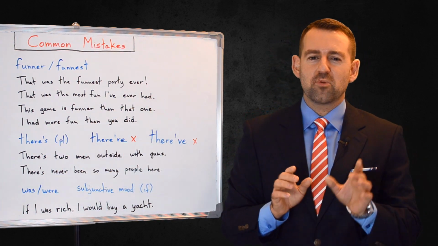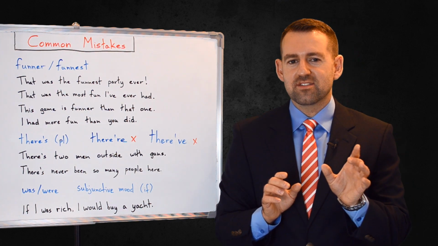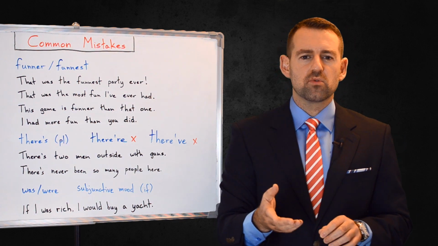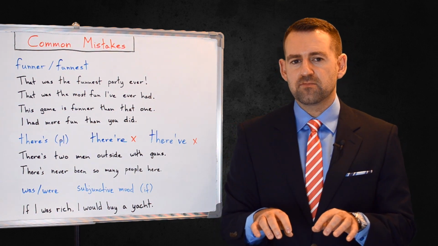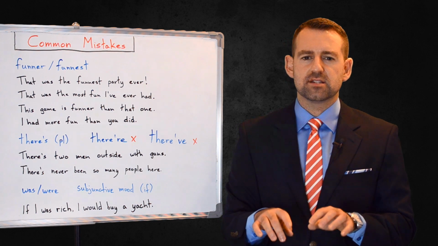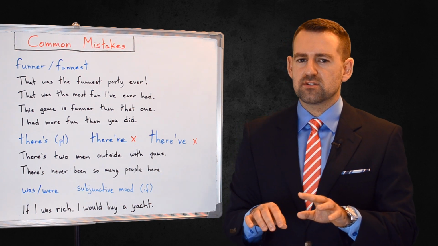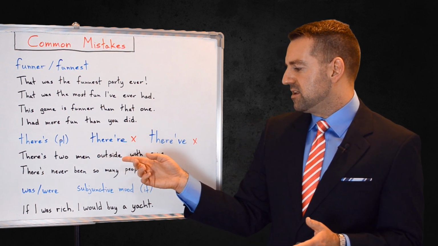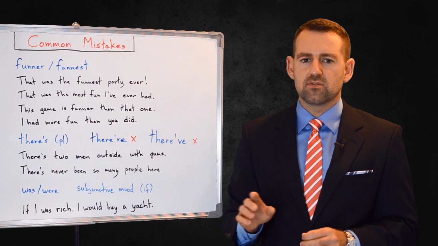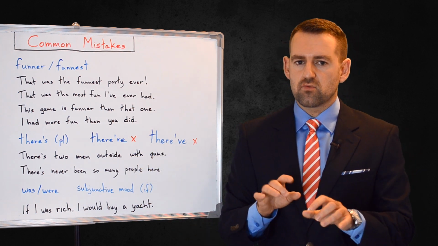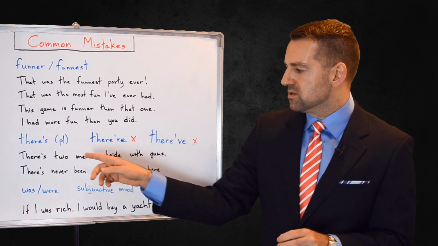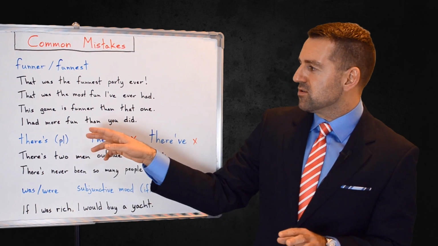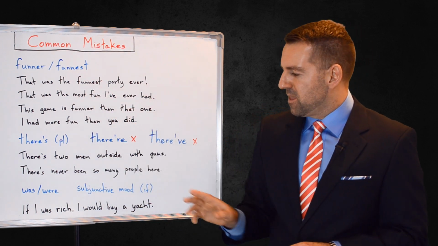So when we start sentences with the word there, it can be a little bit confusing. When you write, if you're writing an academic paper, you shouldn't start sentences with there. It's not good writing to say, you know, there's a man with a gun. No, there are other ways you can say that. So remember, when you're writing, don't start a sentence with there. Also, when you're writing, don't use funner and funnest.